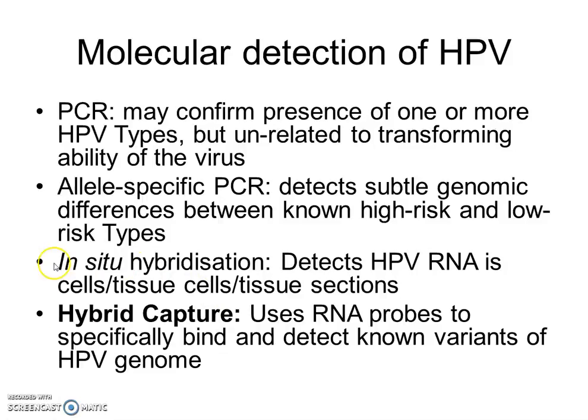In situ hybridization, by the way, is a way of detecting HPV RNA using labelled RNA probes on cells and sections. It's not really used. So we'll focus on hybrid capture, where we're going to use an RNA probe to bind and detect known variants of the HPV genome and detect HPV DNA.